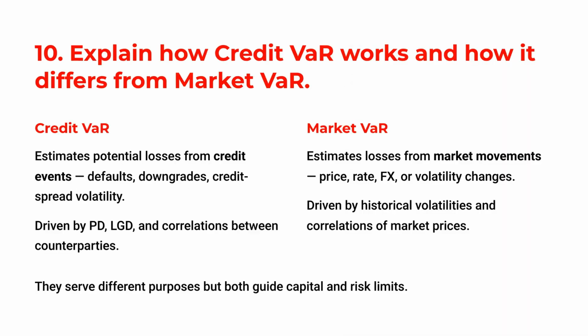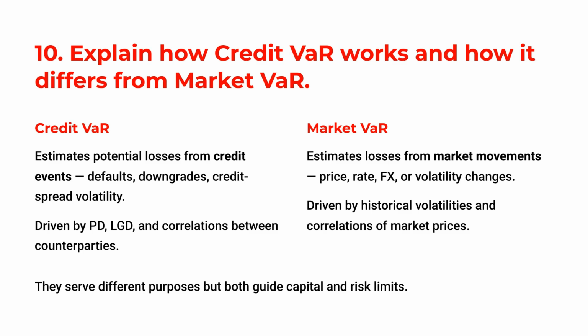Explain how credit VAR works and how it differs from market VAR. Credit VAR estimates potential losses from credit events: defaults, downgrades, credit spread volatility. Market VAR estimates losses from market movements: price, rate, FX, or volatility changes.